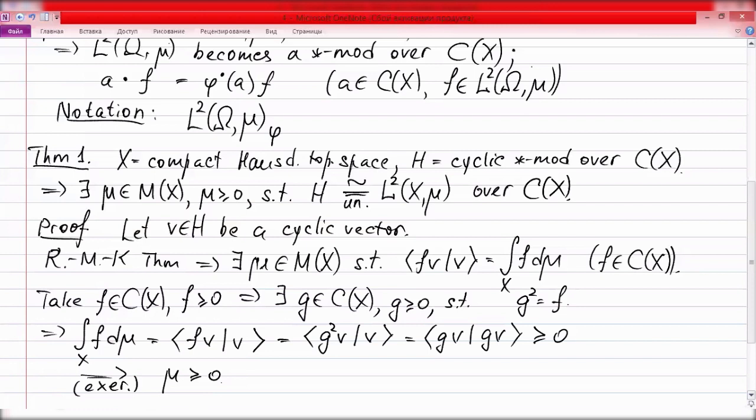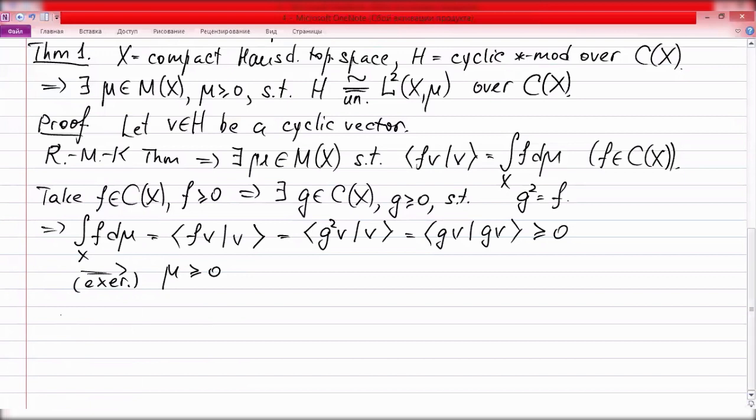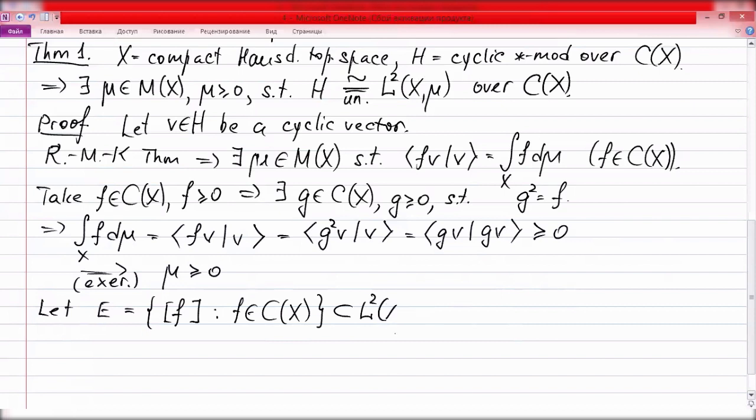Okay, now let's begin to construct a unitary isomorphism between H and L2 of X, mu. Let's denote by E the canonical image of C of X in L2 of X, mu. Formally, this is the set of equivalence classes of f, where f is a continuous function on X. So this is a subspace in L2. And here, the square brackets denote the mu equivalence class of f.